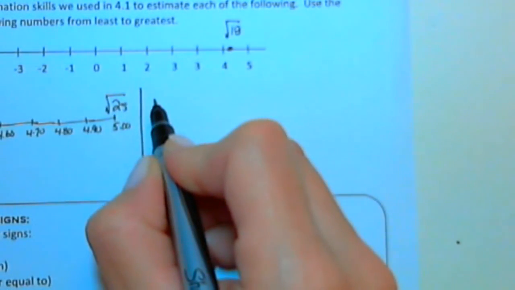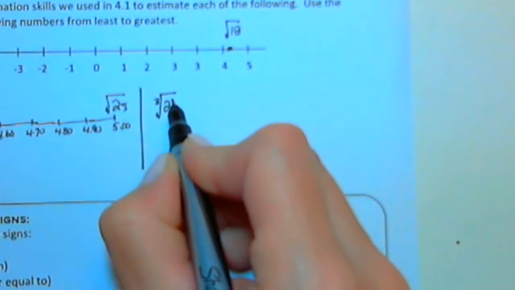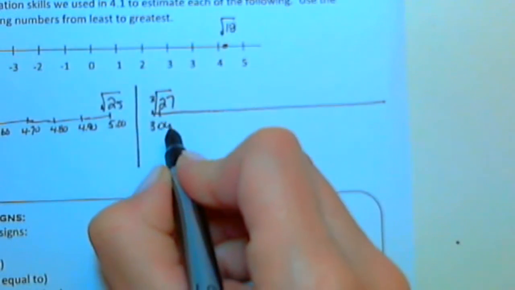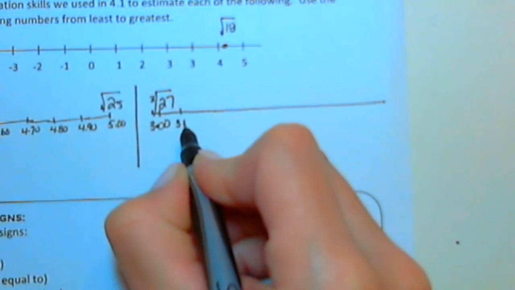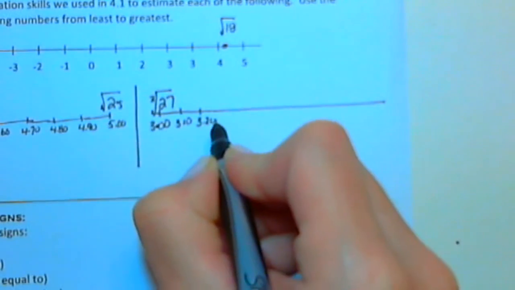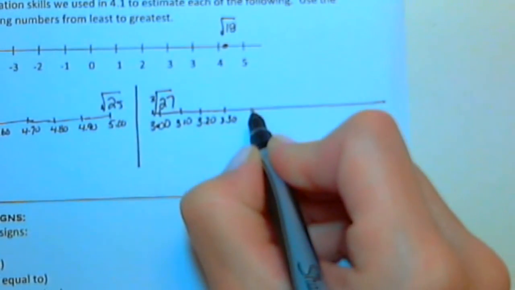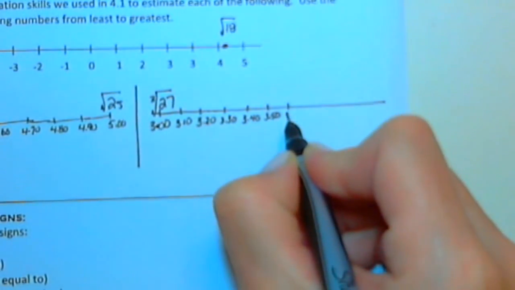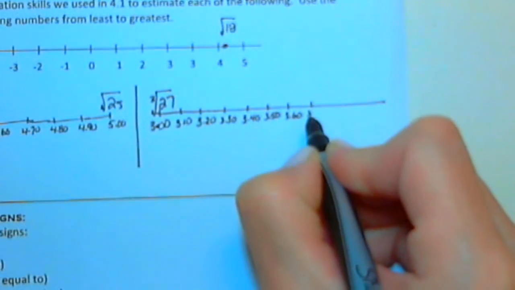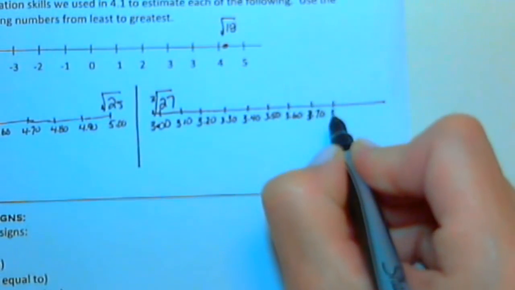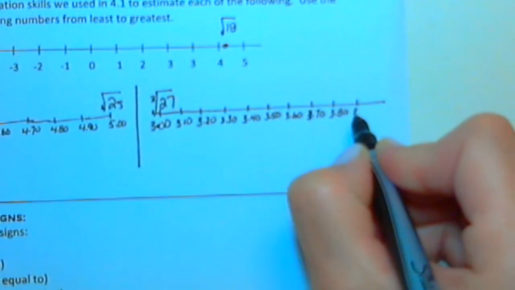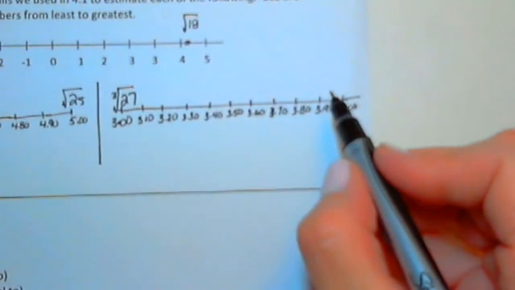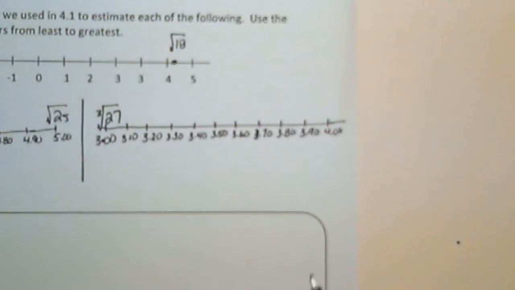So which cube root am I starting with? I'm starting with the cube root of 27. And the cube root of 27 is 3 exactly. Then we have 3.1, 3.2, 3.3, 3.4, 3.5, 3.6, 3.7, 3.8, 3.9, and 4. And 4 comes from the cube root of 64.